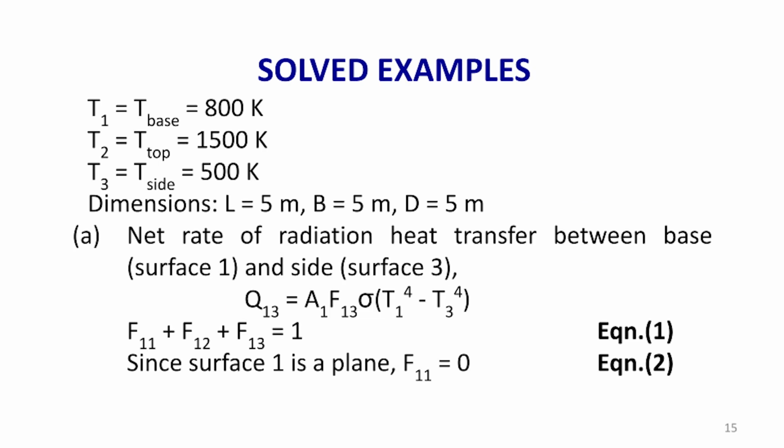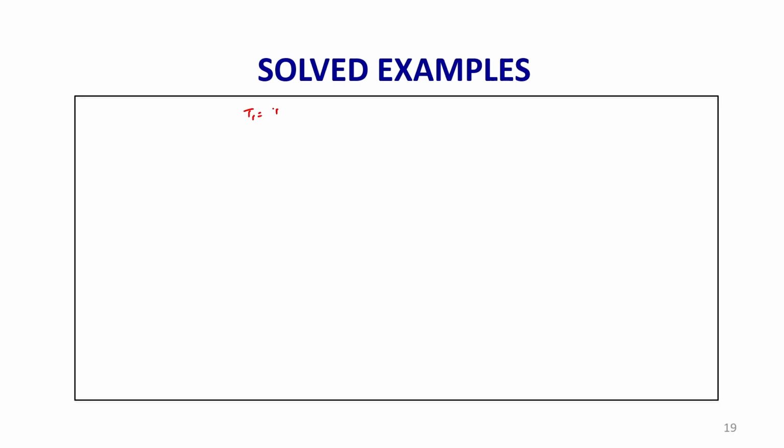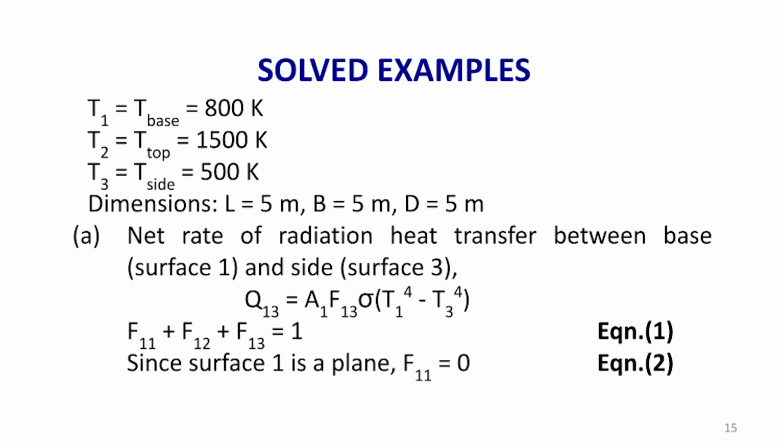So, that is what I have written here. T1 is the temperature of the base, 800 Kelvin given, T2 is the temperature of the top surface, 1500 Kelvin, and T3 is the temperature of the side surface, 500 Kelvin. So, these are all the data given in the problem, and the dimensions are given.